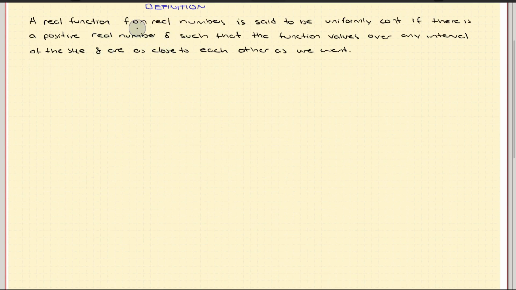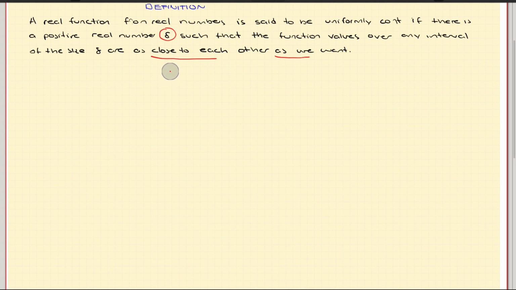a real function f on real numbers is said to be uniformly continuous if there is a positive real number delta such that the function values over an interval of the size delta are as close to each other as we want. Here there are a couple of keywords, as close to each other as we want, and a small number, or a real number, delta. This suggests our good old friend, the epsilon delta definition, right?